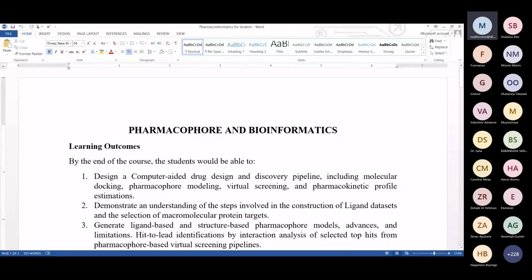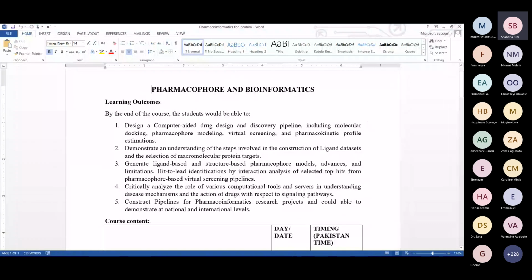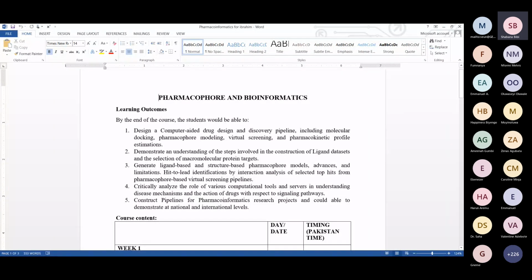Is my screen shared to you? Yes. There was the course outline for the pharmacophore and bioinformatics course, which I think was shared by Ibrahim brother to everyone. I will just go through the contents of that specific course which we are going to offer you, and we are expected to start it by the start of March.